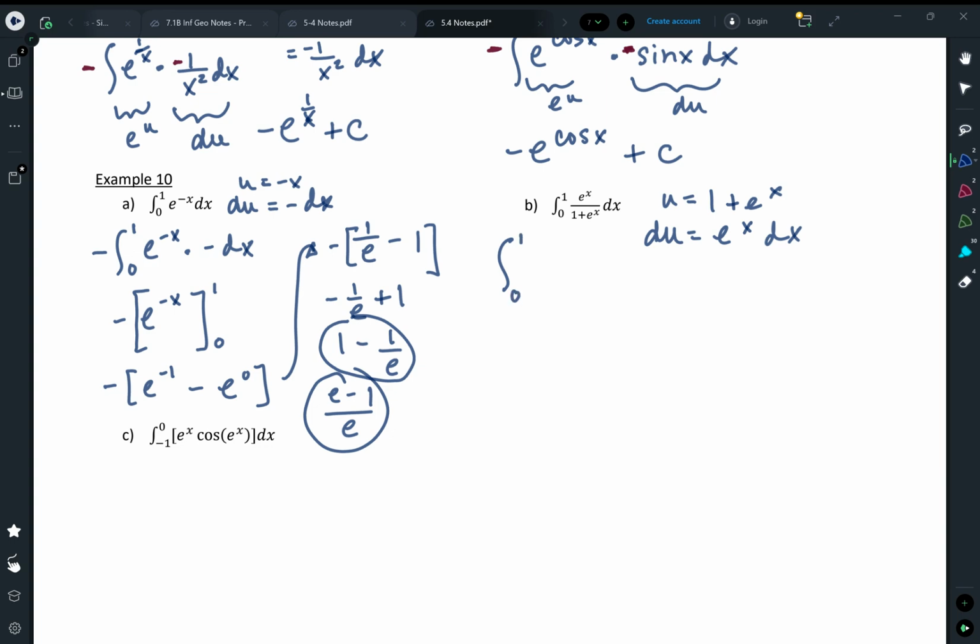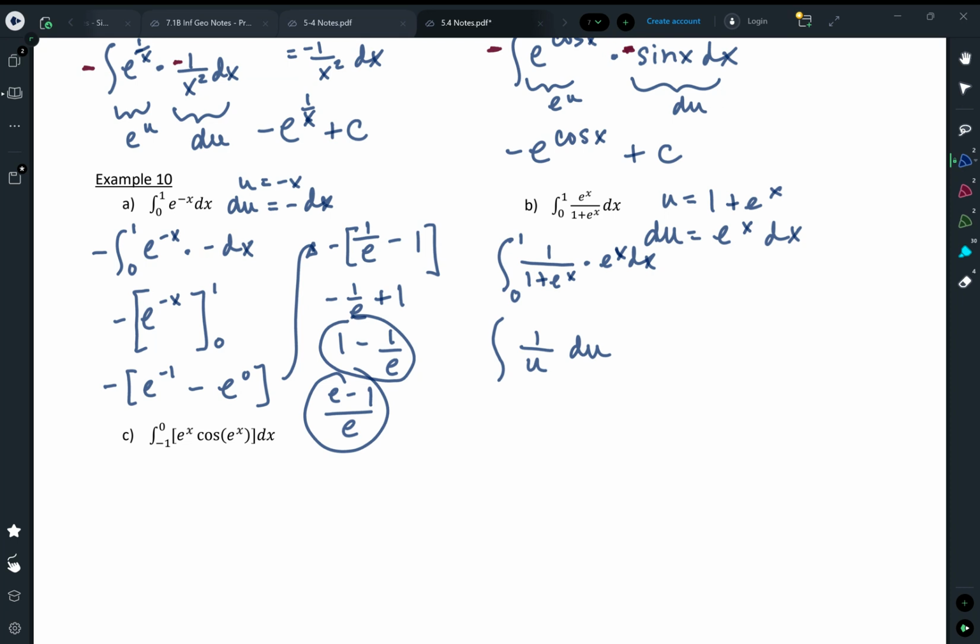Let's say 0 to 1, and let's say 1 over 1 plus e to the x times e to the x dx. And then I am going to go ahead and do the u substitution on this one. So when I do a u substitution, my bounds are going to change, so I'm not going to fill those in yet, but I'm going to have a 1 over u, and then I'm going to have a du. So this is back to natural logs at the beginning of the unit.